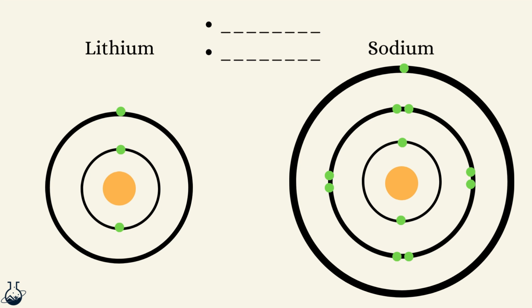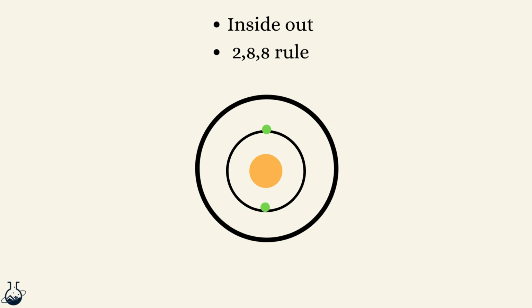We follow 2 rules, the inside-out rule and the 2-8-8 rule. In other words, we draw our atoms on starting from the inside and work our way out. The inner shell is the smallest, so therefore it can only hold a maximum of 2 electrons before it fills up, and you have to start a new shell.